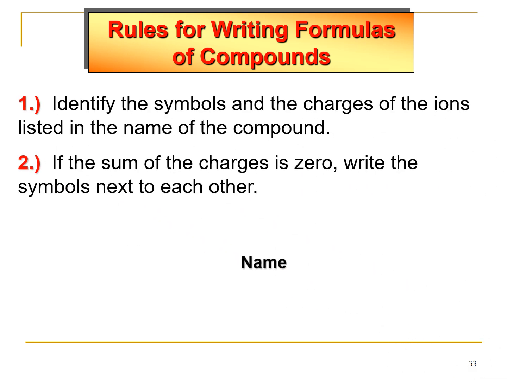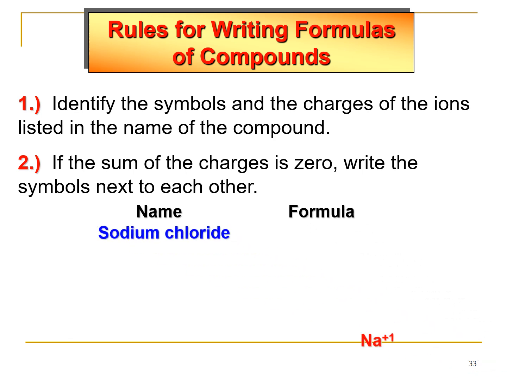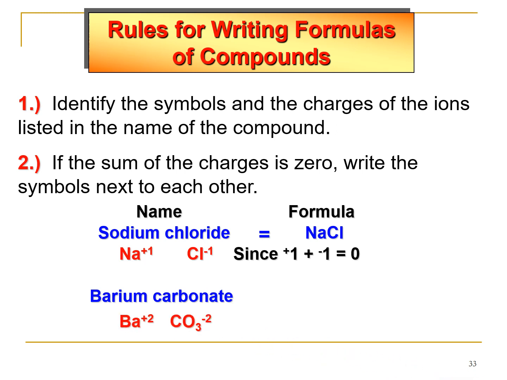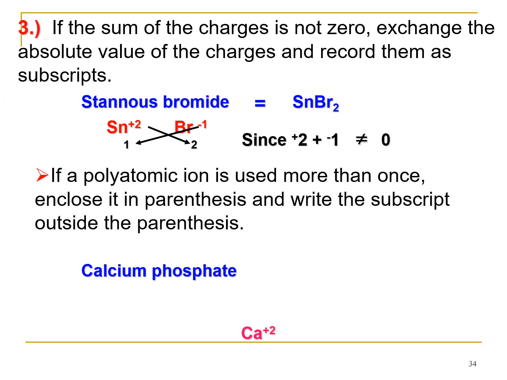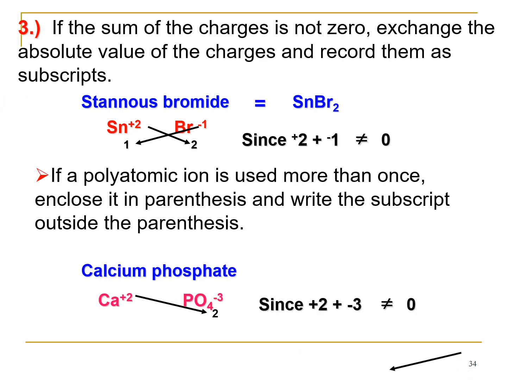All right, so this is a little summary, a recap, so you can practice. Sodium chloride, going to bring the ions together, make sure that they're zero. Barium carbonate, so we have 2 plus and 2 minus, so together you need only one of each, BaCO3. So if the charge is not zero, then you just exchange these numbers.